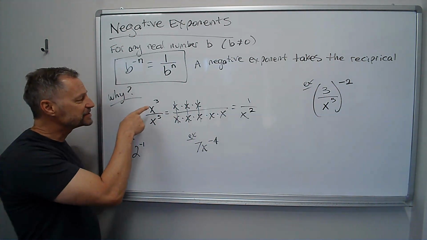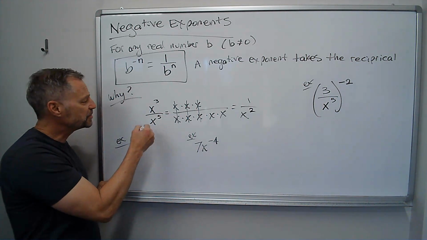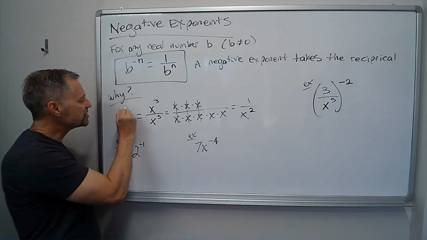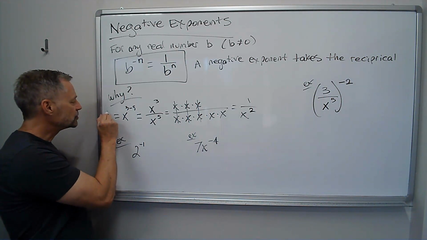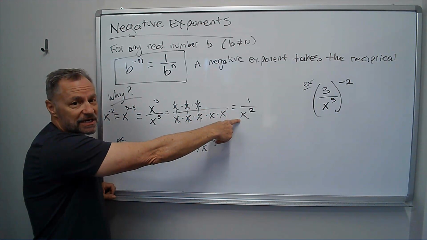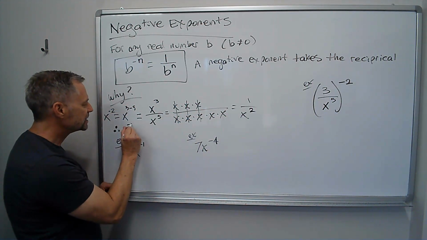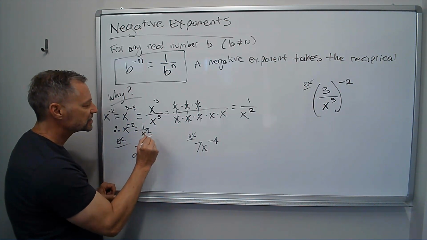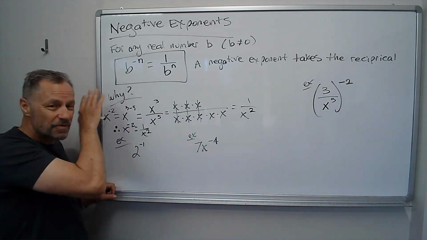I know from properties of exponents, if I divide two things with the same base, I subtract their exponents. So this is really x to the 3 minus 5, which is x to the negative 2. Oh, so x to the negative 2 was 1 over x squared. Therefore, x to the negative 2 is 1 over x squared, which is what the property up here is telling me. Okay, so that's why it happens.